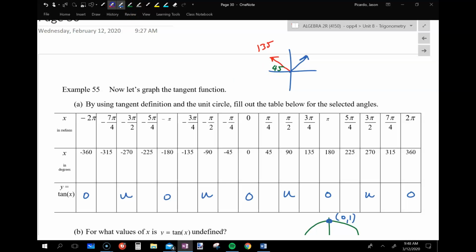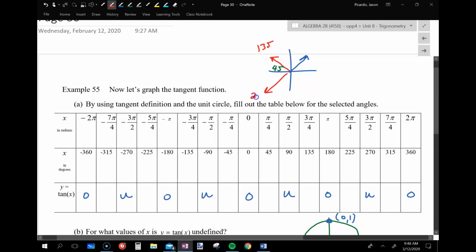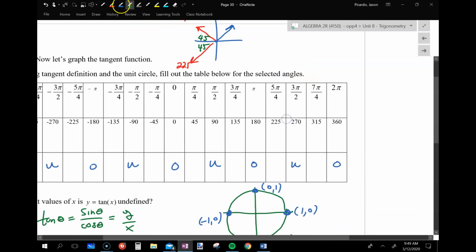Okay. How about if I go to 225? Now I'm over here, right? What's my reference angle at 225? It's also 45. And how about if I go to 315? What's my reference angle at 315? It's 45, right? So I gave you all reference angles of 45. Anybody want to venture a guess why?